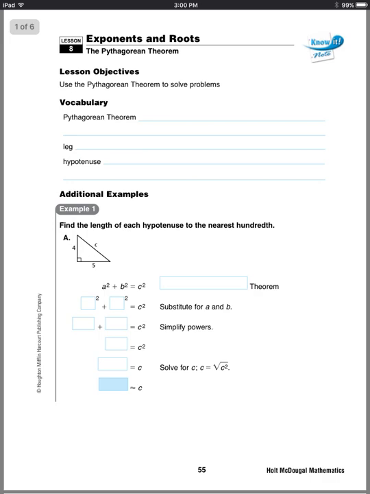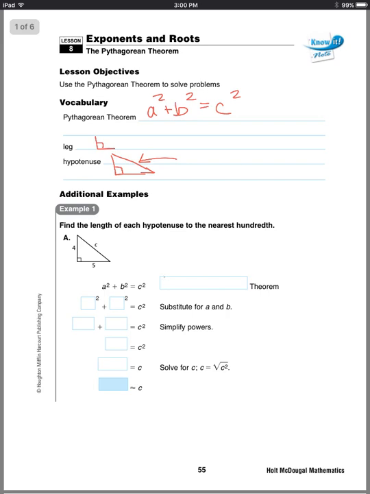It says that the legs A plus B, when you square them, are equal to the length of the diagonal squared. The leg in a right triangle is the side adjacent to the right angle. So the legs are always going to be those touching the right angle sign, and the hypotenuse in a right triangle is the side opposite the right angle. So it's always the side that does not touch the right angle sign. So find the length of each hypotenuse to the nearest hundredth.